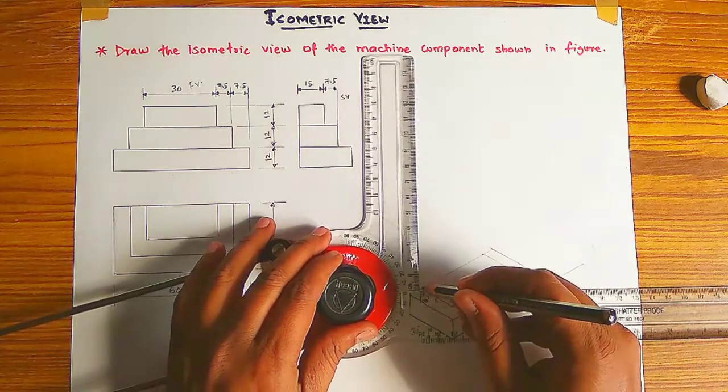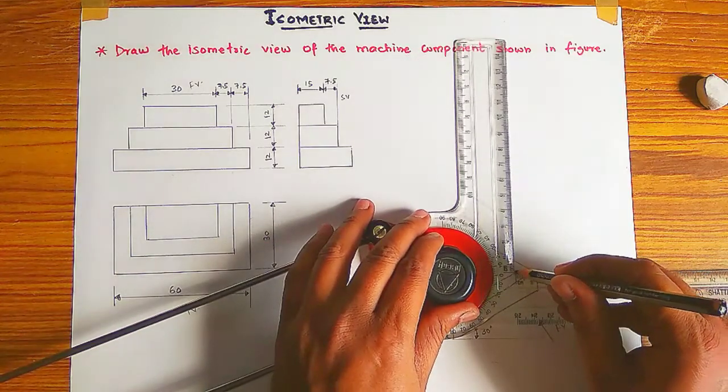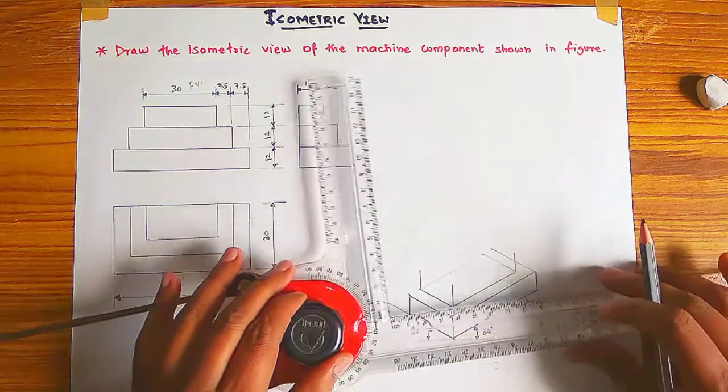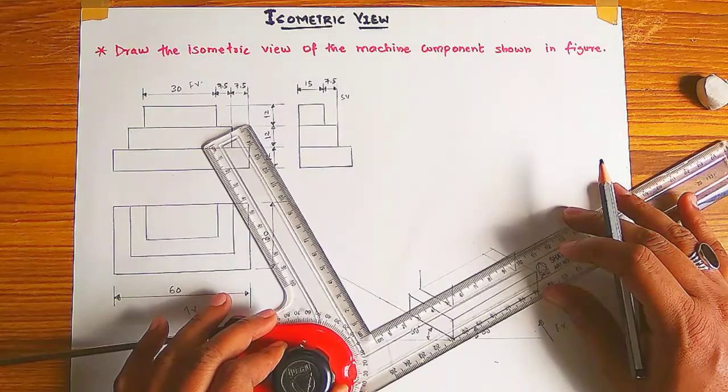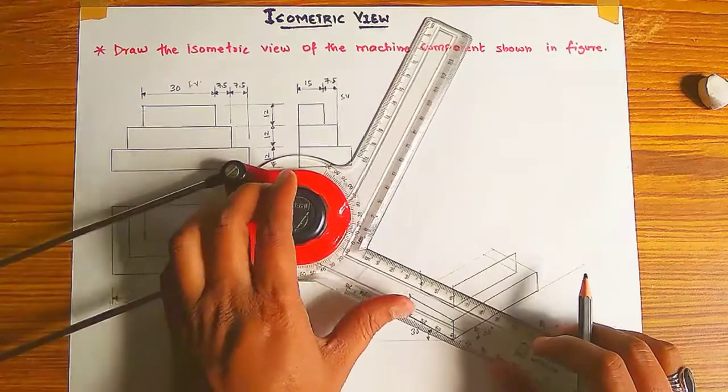So you have to take 12 mm each from this side, like this. Okay, then join this point. You will automatically have the second plate as given in the question.